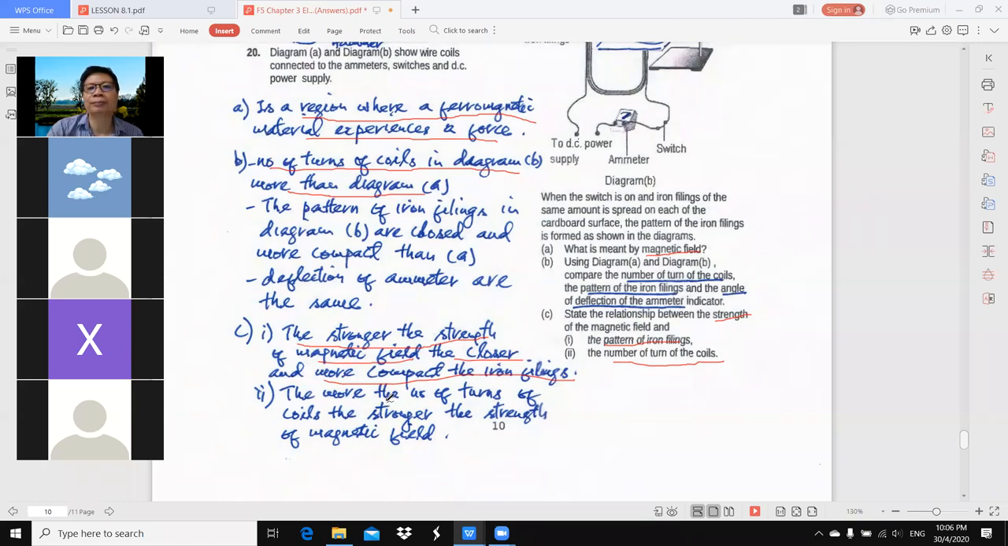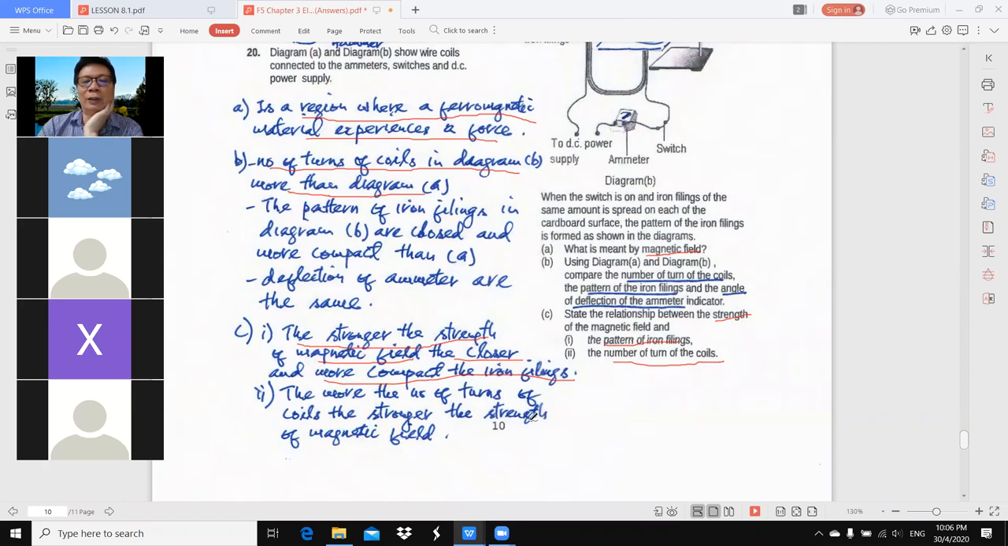First answer. Okay? And second answer, the more the number of turns of coil, the stronger the strength of magnetic field. This one you have to write about it, you know. The number of turns might come first, you know. The more the number of turns of coil, the stronger the strength of magnetic field.